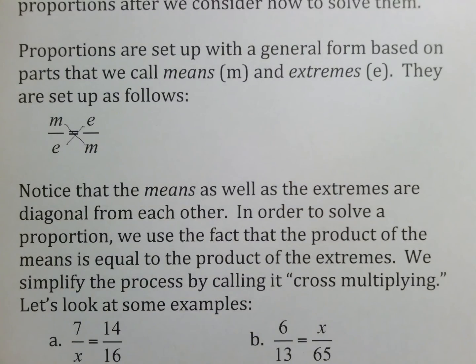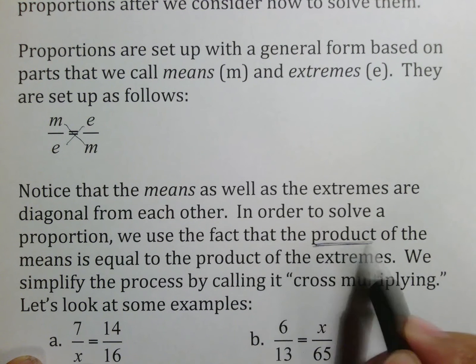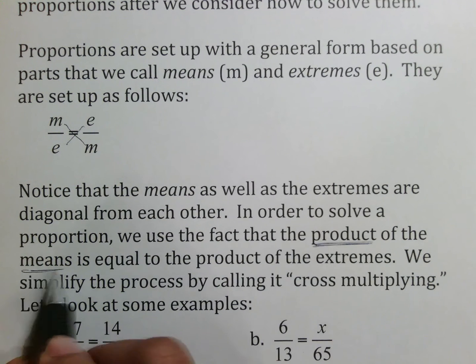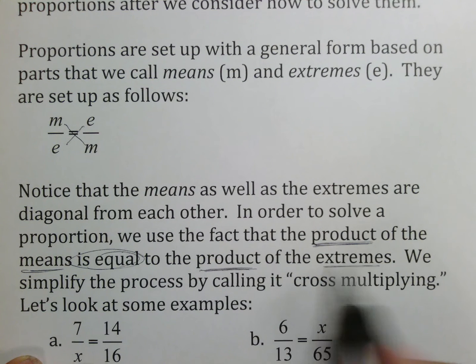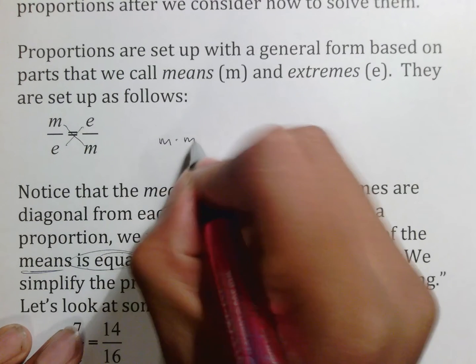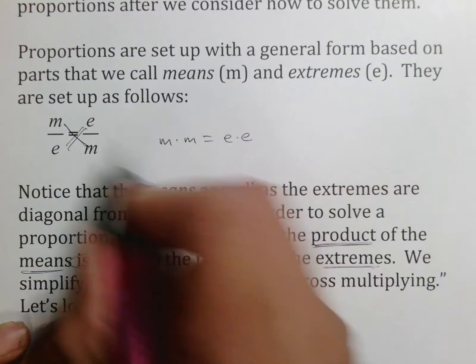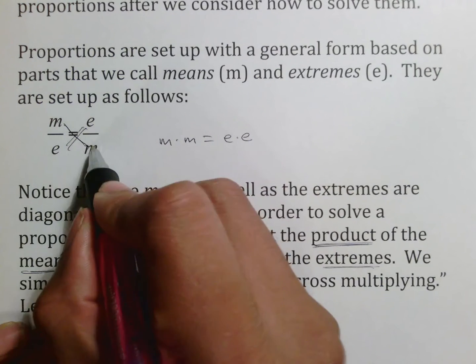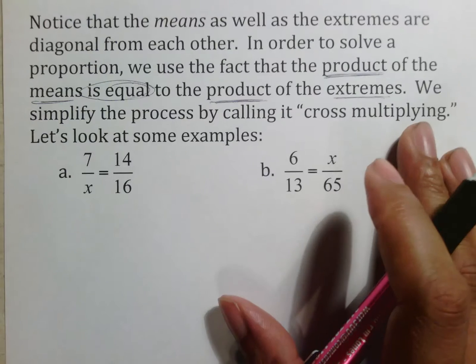And the person who did this pretty much made a rule that said if you want to solve a proportion, we use the fact that the product, which means we multiply the means, is set equal to the product, which means we multiply the extremes. So what that means is that M times M has to equal E times E. Not exactly that way, but this times that has to equal this times that. And that's what we are going to use as we learn how to do proportions.